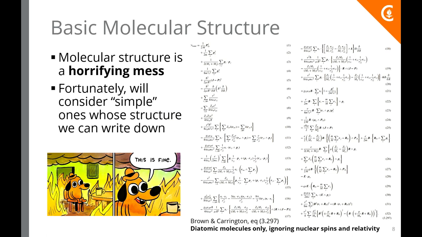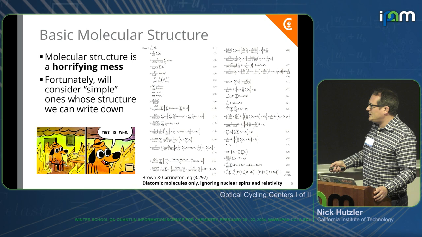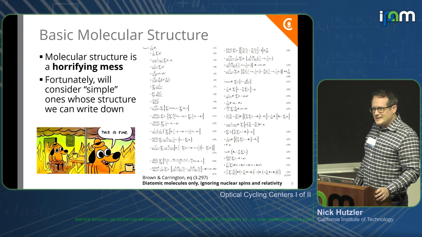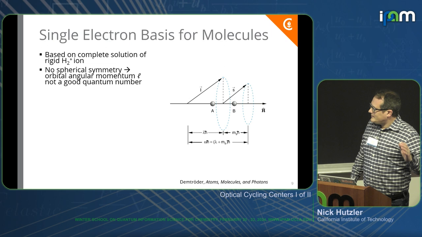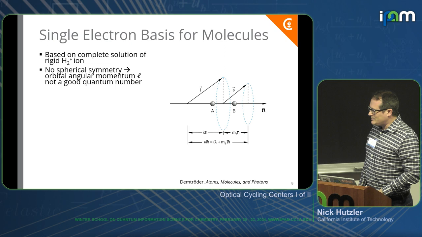This is Brown and Carrington, which for people who work in molecules is one of the Bibles, but it's also a good reference if you want to show people very intimidating formulas, because this is all one formula. This is 3.297 in Brown and Carrington, and it occupies several pages. This is the Hamiltonian for diatomic molecules ignoring relativity and assuming no nuclear spins. It's very complicated. But don't worry about this. We're going to build up an intuitive picture of what's going on, which for these simple molecules is very valid in addition to being very useful.